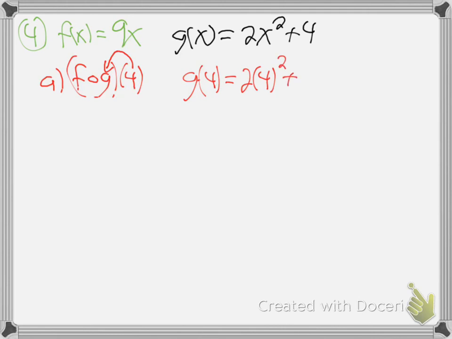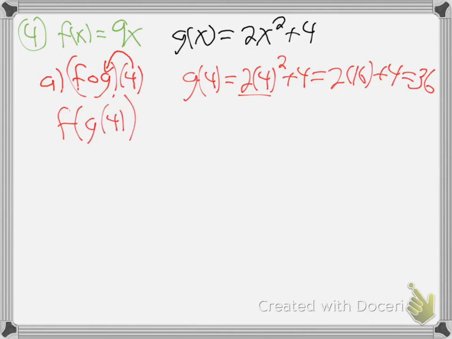Two times 4 squared plus 4. What's that? 2 times 16 plus 4, 32, 36. So you get out 36. So that now, that's g of 4. Now, right, because it's f of g of 4. The inside g of 4 now becomes 36. Now put 36 into the f function.